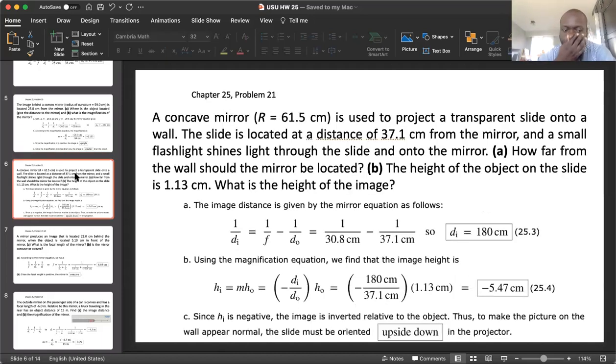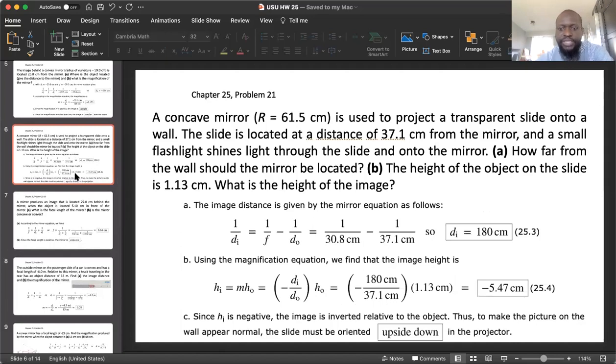Okay. Chapter 25, problem 21. A concave mirror with a radius of curvature given is used to project a transparent slide onto a wall. This radius of curvature is different from the focal length. Focal length is half of this. So your focal length is half of the radius of curvature, which is 30.8 right here, when you divide this by 2. The slide is located at the distance given from the mirror. So this one here is your object distance, and a small flashlight shines light through the slide onto the mirror.